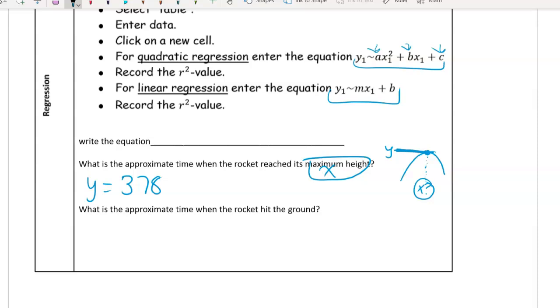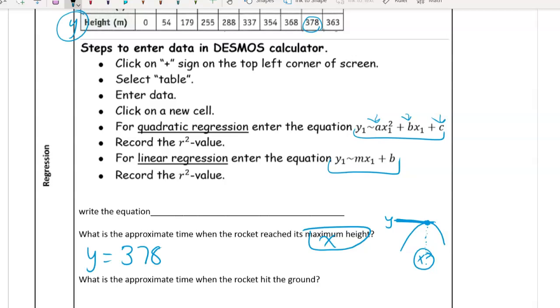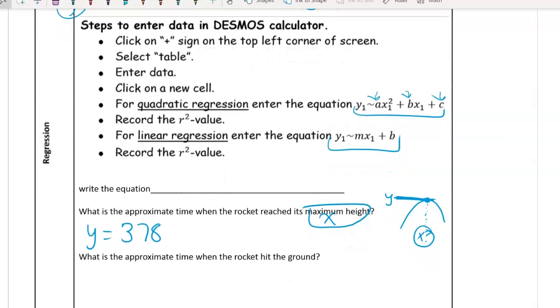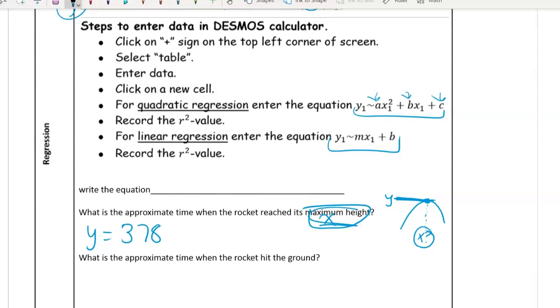It says, what is the approximate, yeah, I think I wrote that wrong, sorry. Just catching myself. I said we're looking for the maximum height. We have the maximum height. We would be looking for the approximate time, which is the x value. Wrote it in the wrong spot.